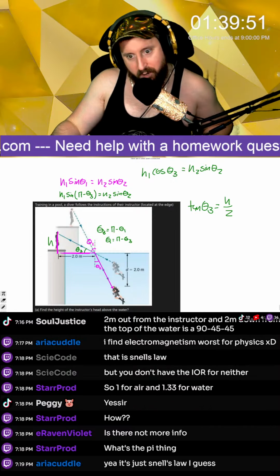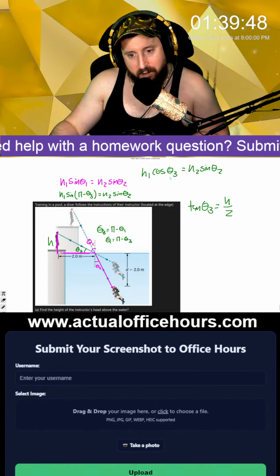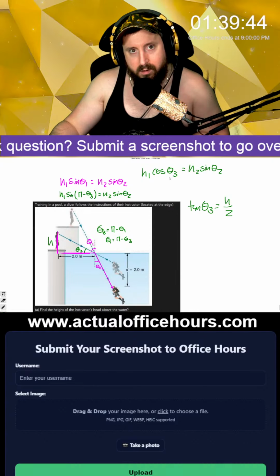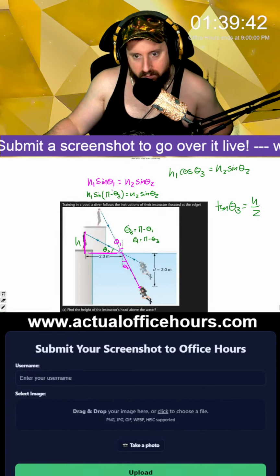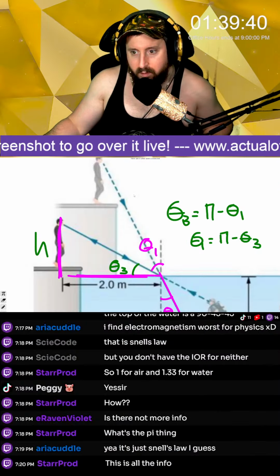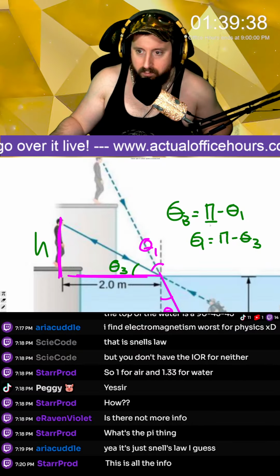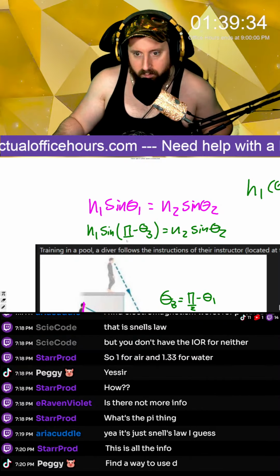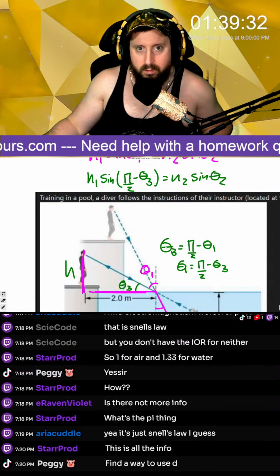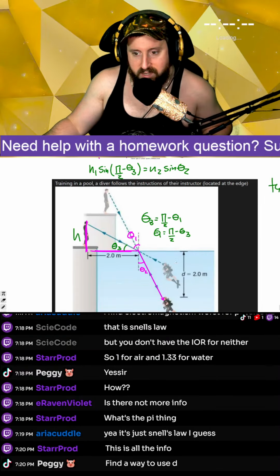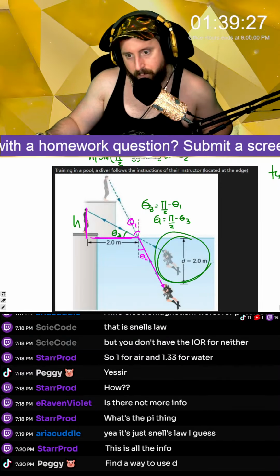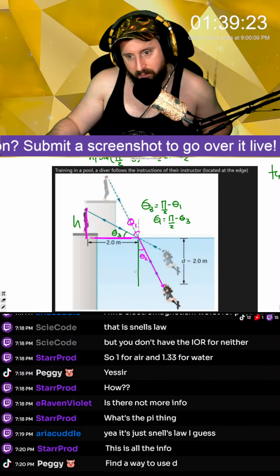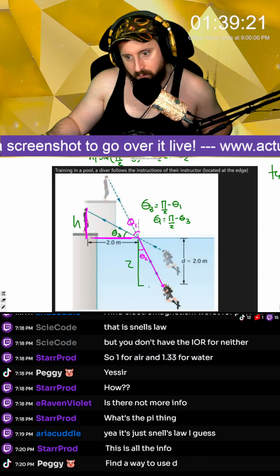And I can get theta 3 from here, but how are we going to get theta 2, though? Oh, sorry. I meant pi over 2, not pi. My bad. Find a way to use d. Yeah, I want to use d. Well, I know this is 2 then, right? This is 2.